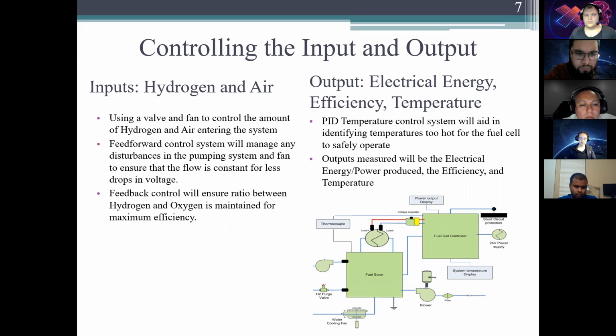The feedback control system will ensure that the ratio between hydrogen and oxygen is maintained so that the fuel cell can operate at the maximum efficiency. The outputs for the fuel cell will be electrical energy, efficiency, and temperature.